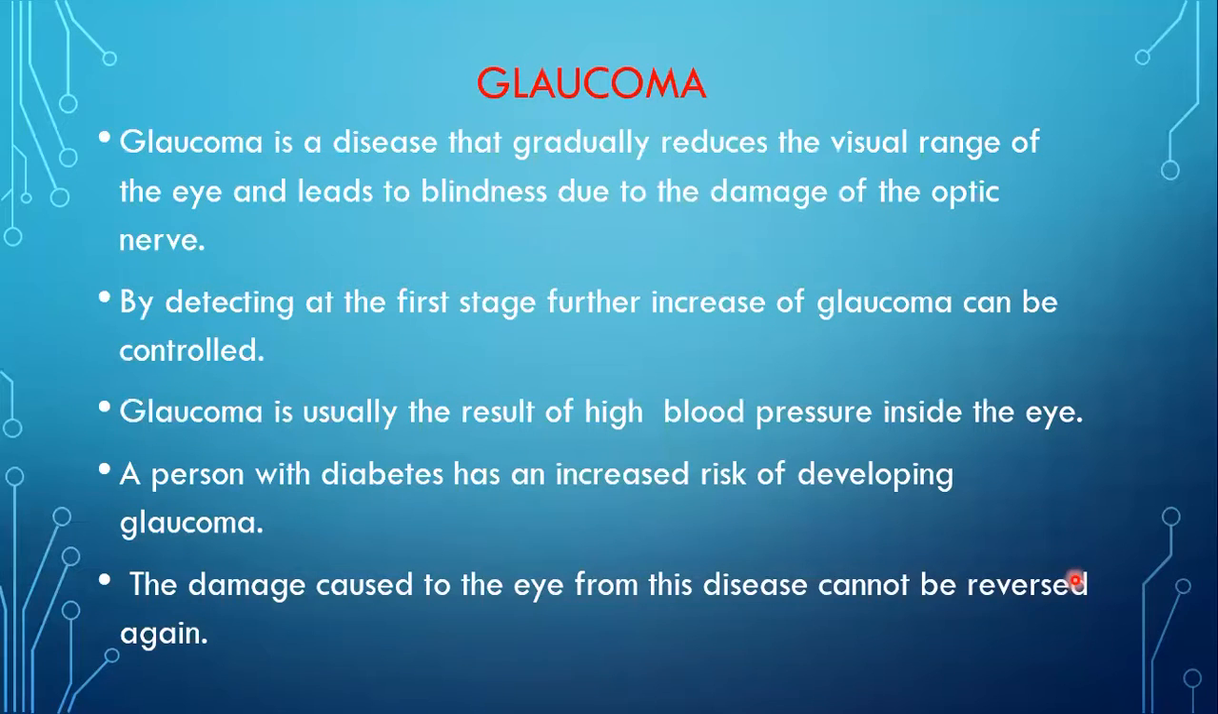Second disease, glaucoma. Glaucoma is a disease that gradually reduces the visual range of the eye and leads to blindness due to damage to the optic nerve. By detecting it at the first stage, further progression of glaucoma can be controlled. Glaucoma is usually the result of high pressure inside the eye. A person with diabetes has an increased risk of developing glaucoma. The damage caused to the eye by this disease cannot be reversed.